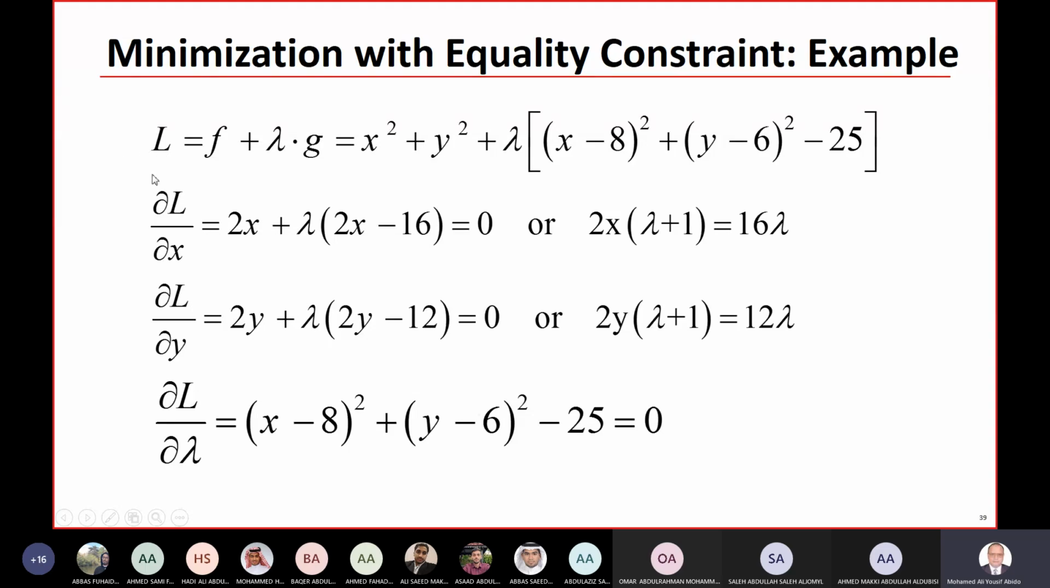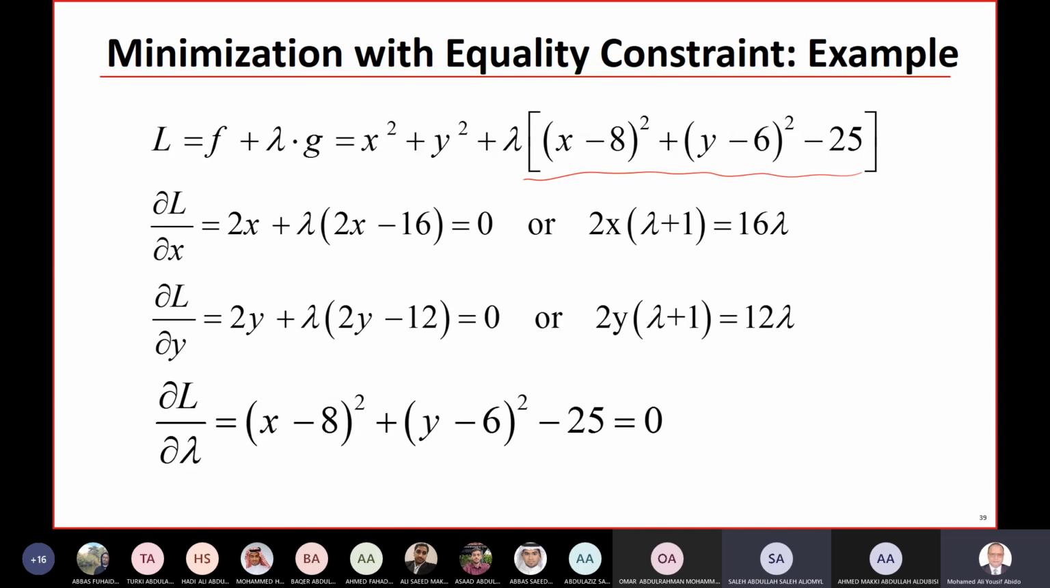The third equation, the partial derivative of L with respect to lambda. So this is 0, this is 0, and the lambda remains. Okay? Yes. As we have two generators in our system, two generators.